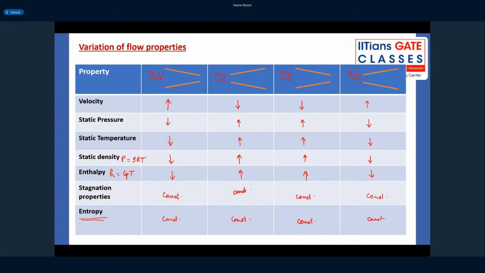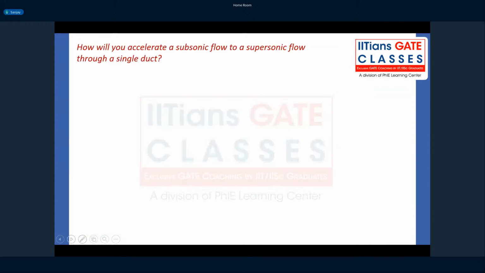Okay, now let's go to something very interesting, which is our concern. Now we have learned about subsonic flow and supersonic flow. How does this flow take place inside a duct? Now you answer this question. How will you accelerate a subsonic flow to a supersonic flow through a single duct?